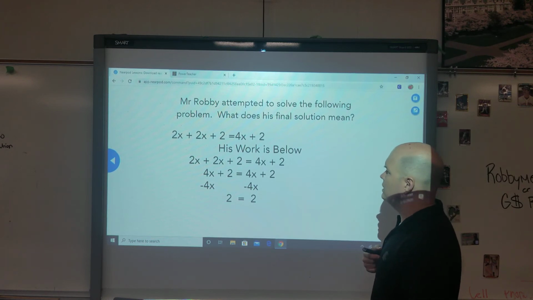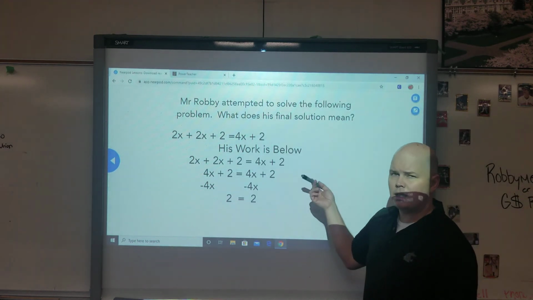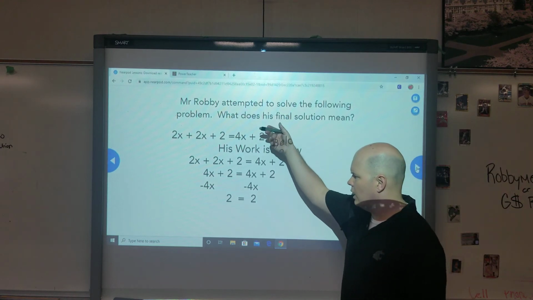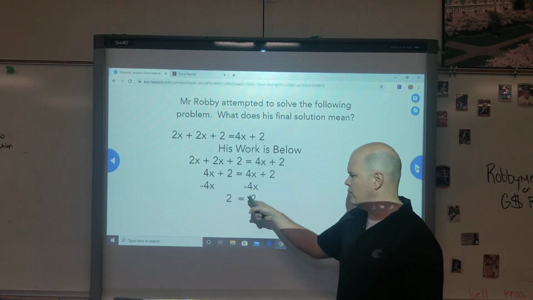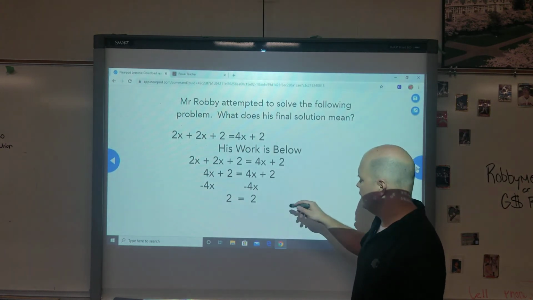Let's take a look at this guy. It says, Mr. Robbie attempted to solve the following problem. What does this final solution mean? Okay? Now this is the opposite of what we just did in our phase example, right? I solved everything down algebraically. My x's ended up canceling out, and I'm left with 2 equals 2.